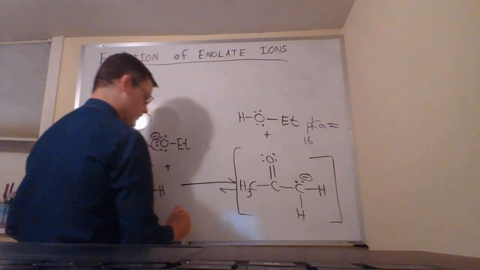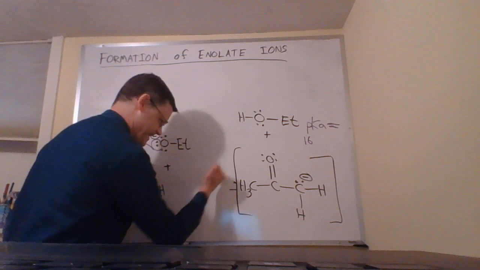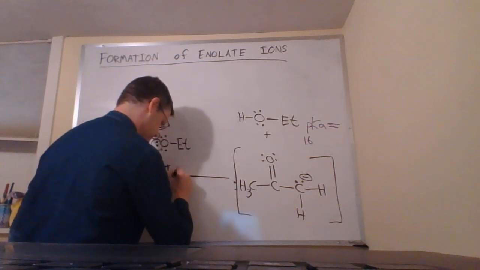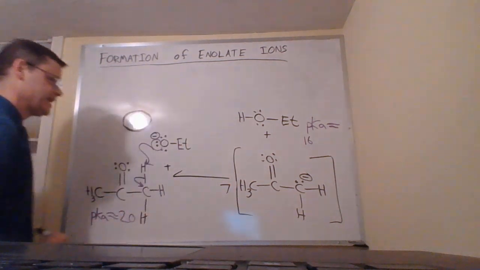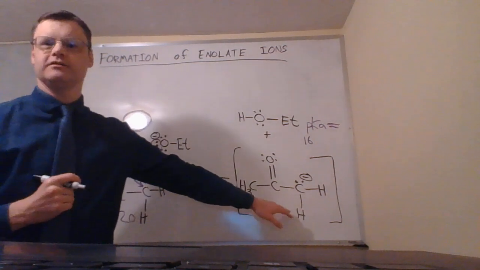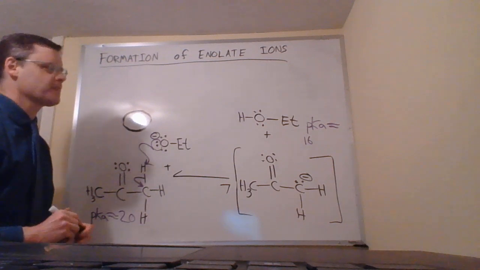So the equilibrium actually favors this side. So we're actually not making much of the enolate that we want to have here to go on and do other reactions.